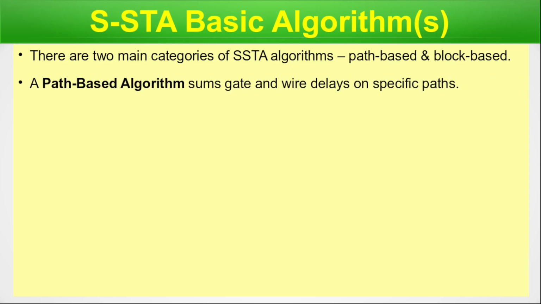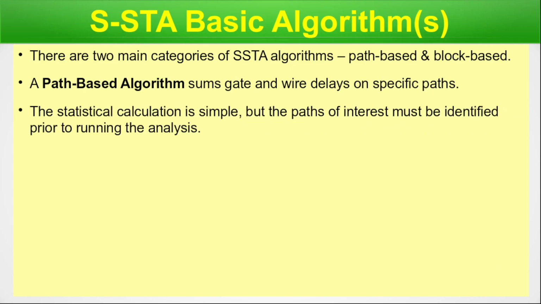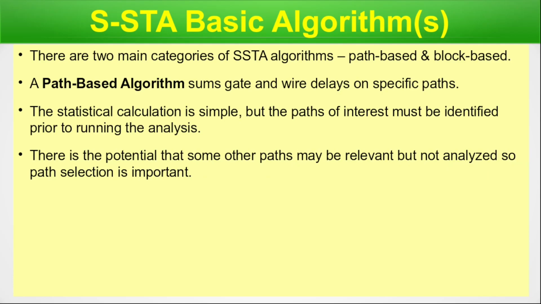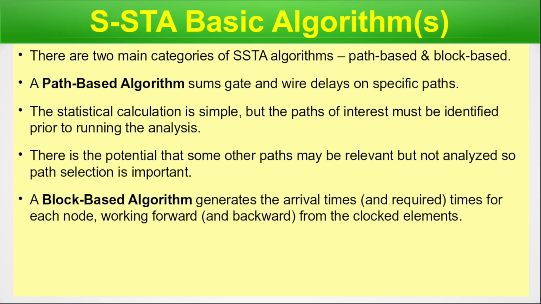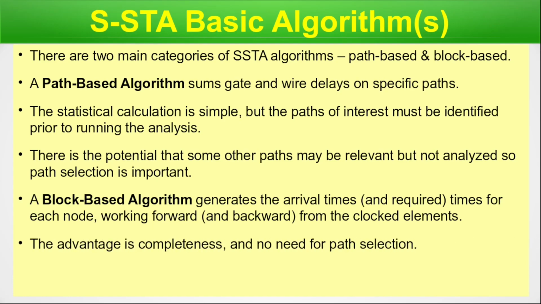A path-based algorithm sums gate and wire delays on a specific path. The statistical calculation is simple, but the path of interest must be identified prior to running the analysis. There is the potential that some other paths may be relevant but not analyzed. So path selection is very, very important. So here we are done with the path-based algorithm. The next point is the block-based algorithm. A block-based algorithm generates the arrival time and required time for each node and works forward and backward from the blocked elements. The advantage is completeness and there is no need for path selection.